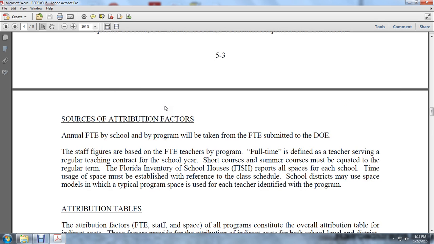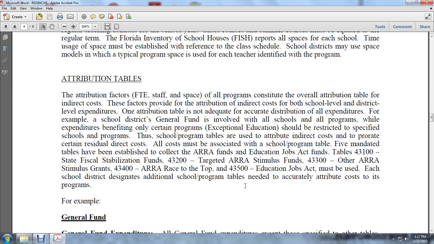The Florida Inventory of School Houses, the FISH, reports all spaces for each school. Time usage must be established from the reference and class schedule. School districts may use space models, and typical program spaces are used in each other, identifying the program. Attribution tables: the attribution factors of the FTE, staff, and spaces of all programs constitute the overall attribution table.